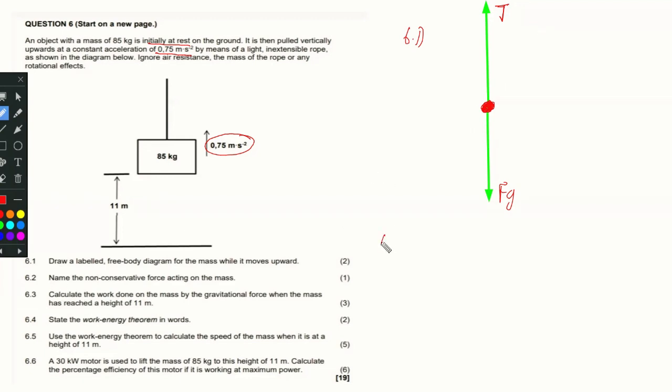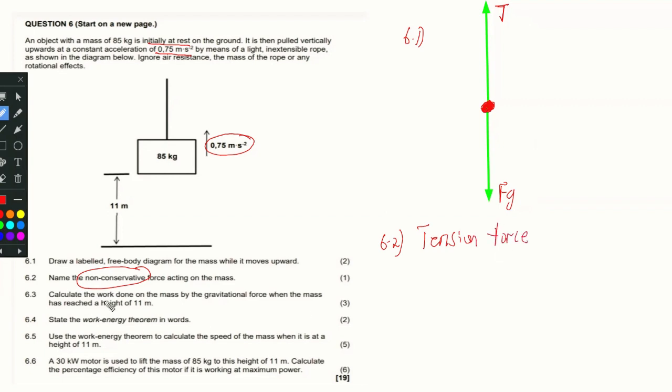Then 6.2, name the non-conservative force acting on the mass. The non-conservative force cannot be gravity because that's a conservative force, but it's definitely tension. Remember your examples of non-conservative forces: frictional force, tension, and applied force. So it's definitely tension force.